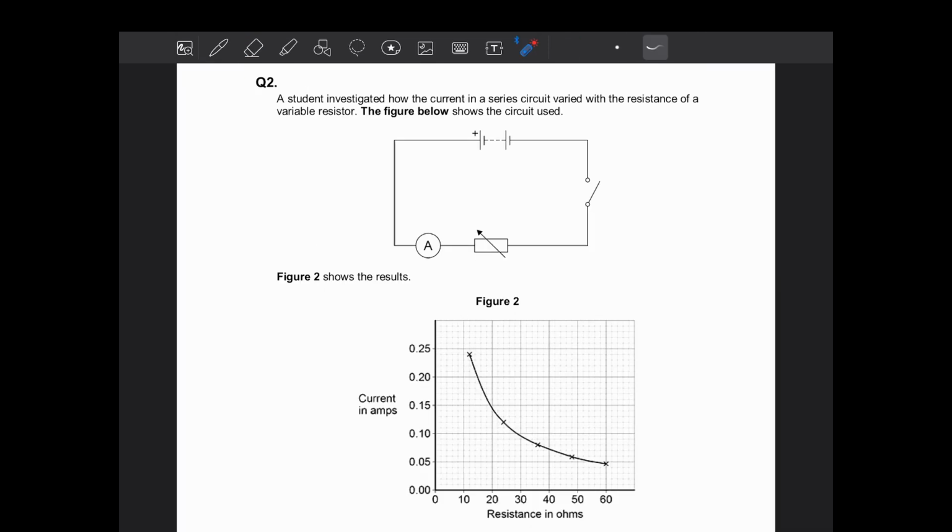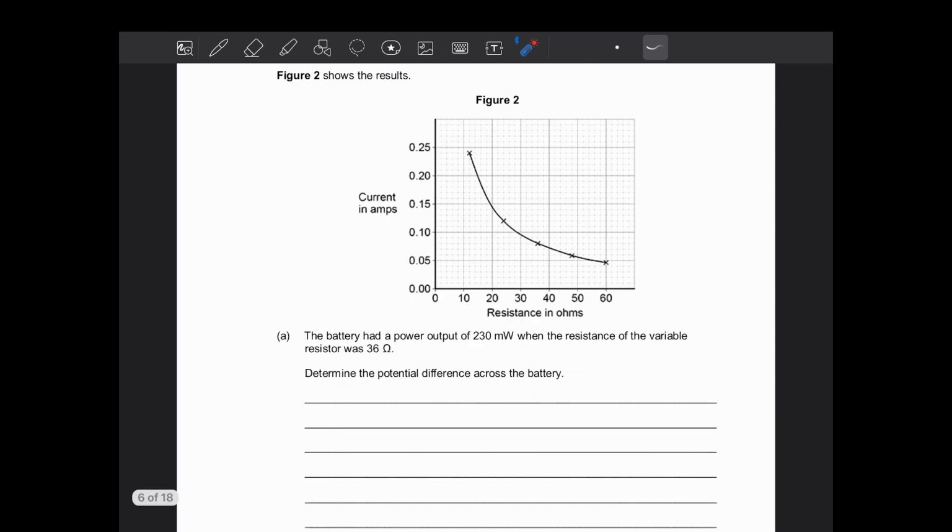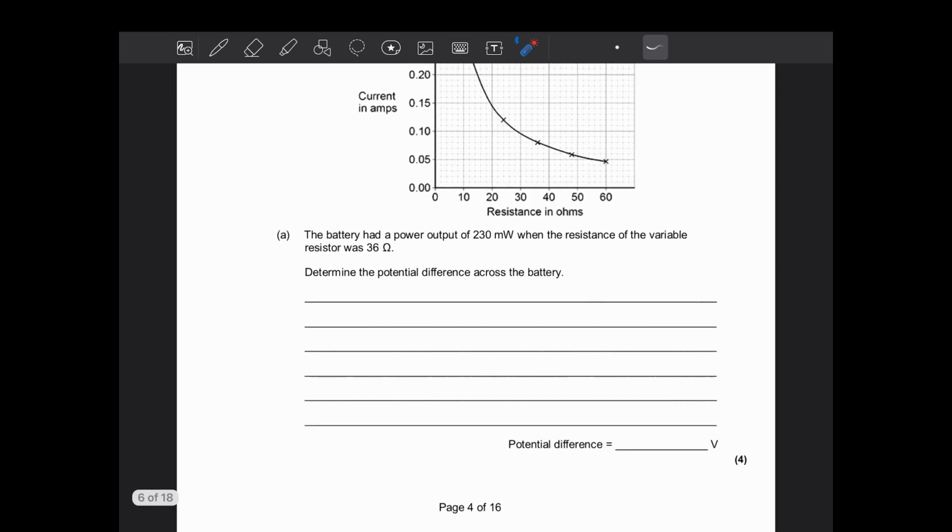So, in this question, we've got a variable resistor attached to an ammeter and a battery, and the question's telling us that a student investigated how resistance being varied affects the current flowing through a circuit. Predictably, as shown in figure 2 over here, increasing resistance causes current to decrease, and the first question asks us to find the potential difference across the battery.